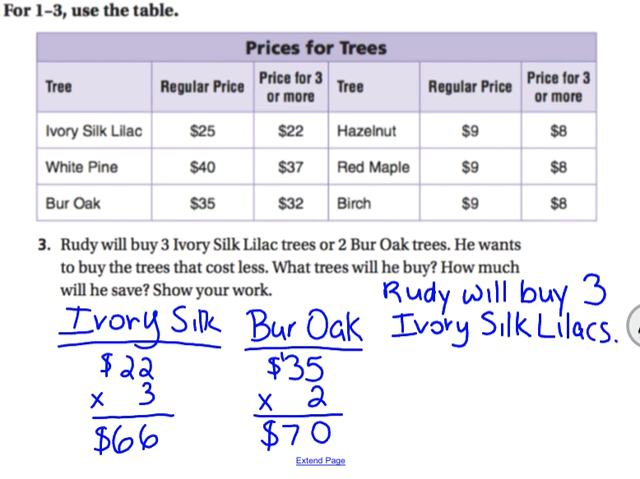Now, the second part of the question says, how much will he save? So basically, it's asking us the difference between the price of the bur oak and the ivory silk. So how much are we actually saving by buying the ivory silk ones than the bur oak? And in order to do that, we have to take the 2 total costs and subtract them to actually see how much we're saving.